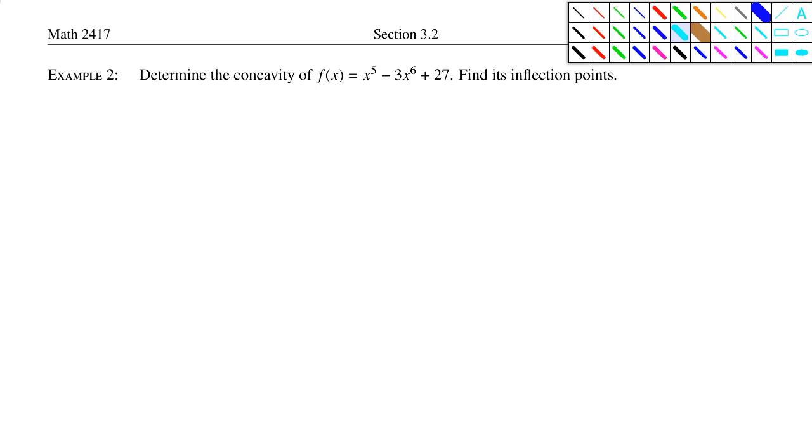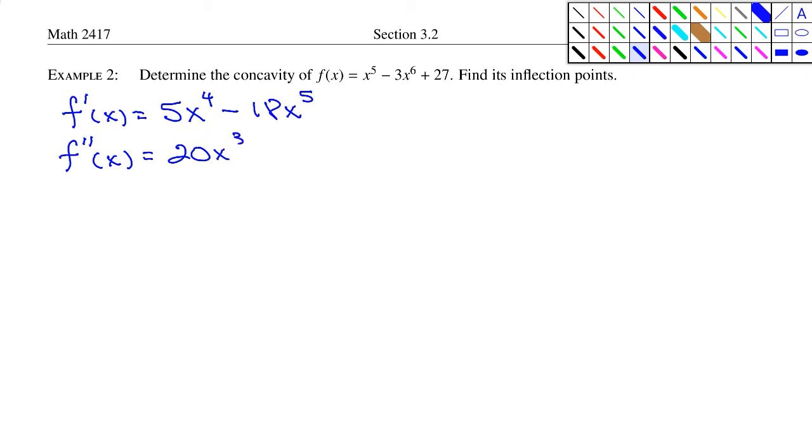Example number 2. Determine the concavity of f of x is equal to x to the 5th minus 3x to the 6th plus 27, and find its inflection points. So again, let's start by finding the first and second derivative. So we'll have 5x to the 4th minus 18x to the 5th. And the second derivative is 20x cubed minus 90x to the 4th. Let's set that equal to 0 and solve for x.